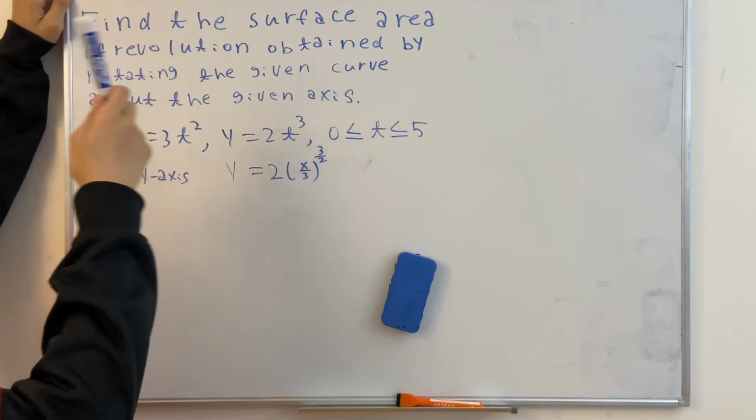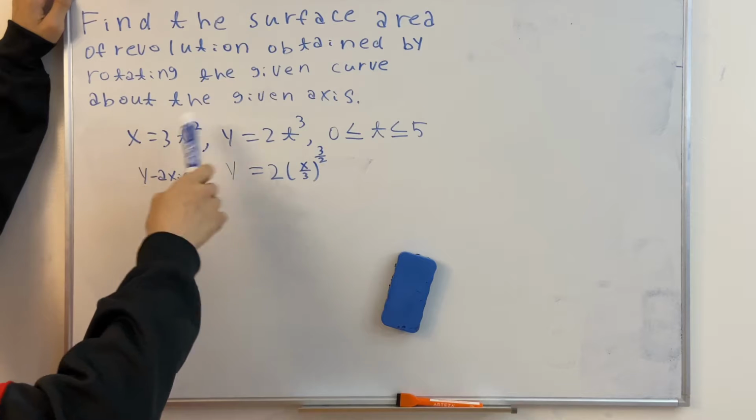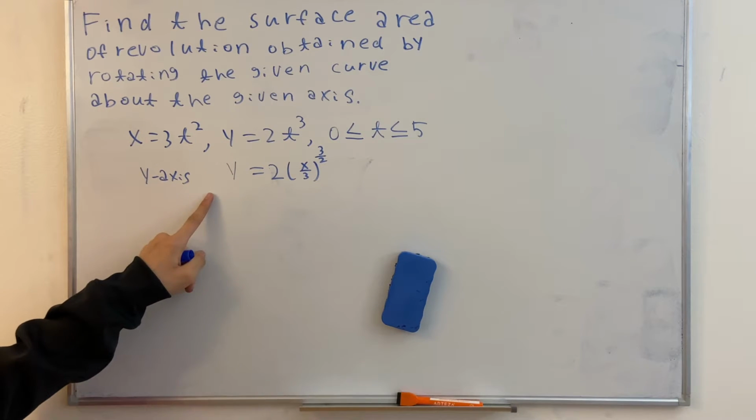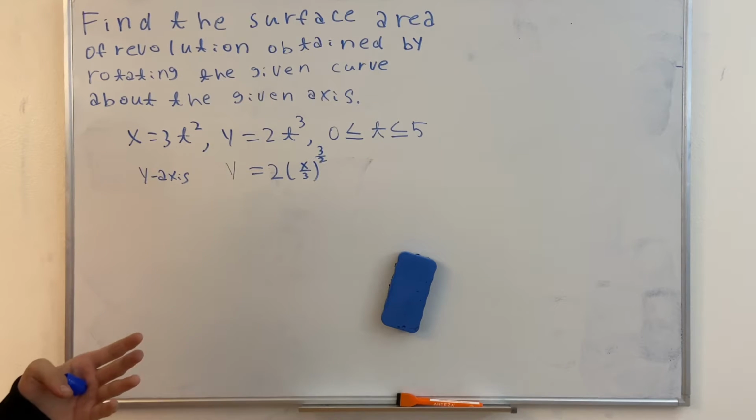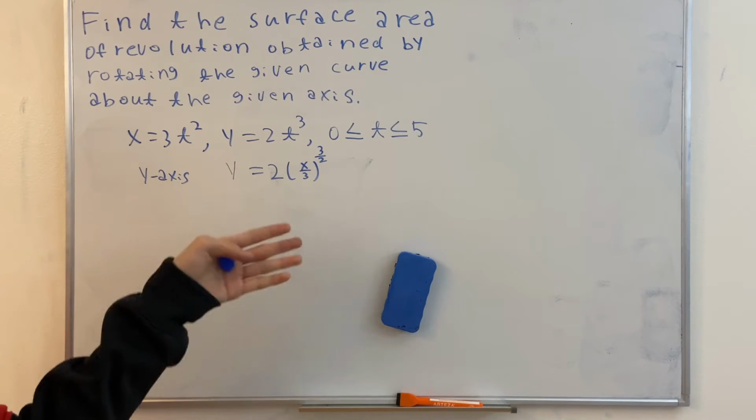Find the surface area of revolution obtained by rotating the given curve about the given axis. So this is a parametric equation problem. We will find its surface area, and to do that, let's graph it. But before we do that, we need to find an equation that has a y is equal to x relationship.